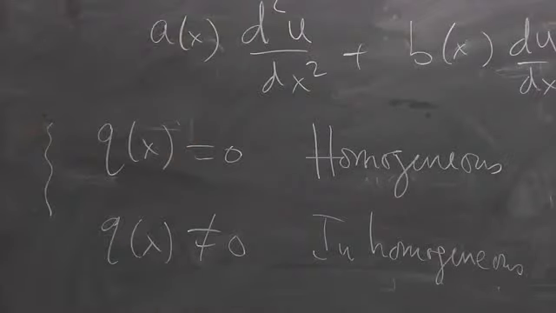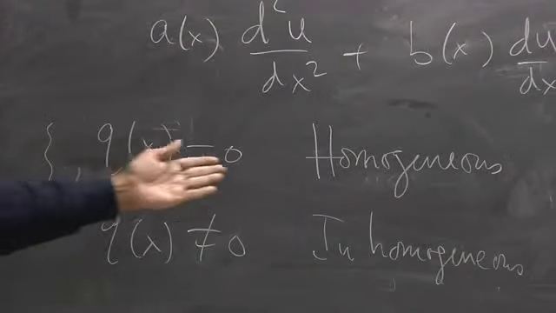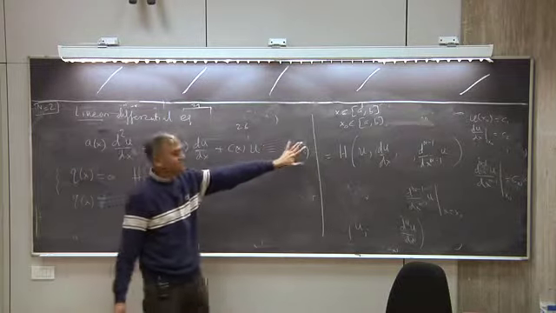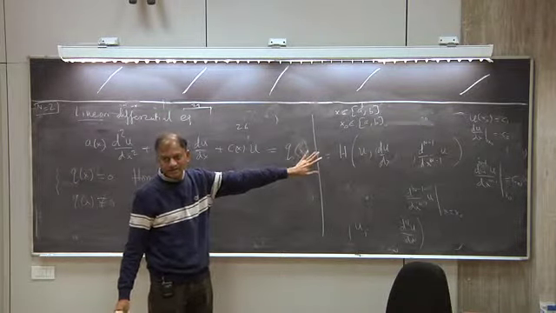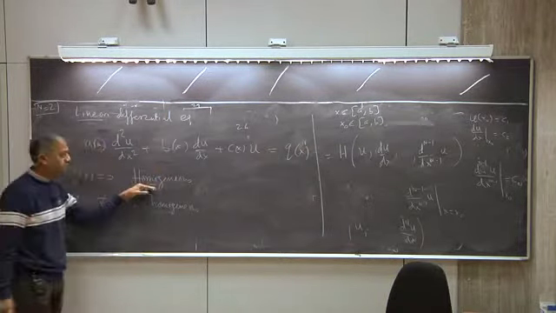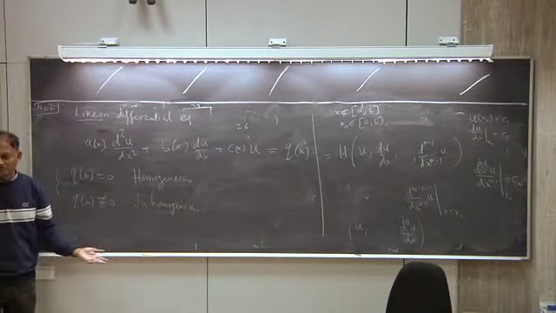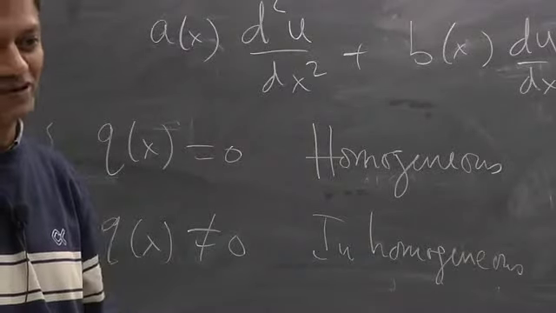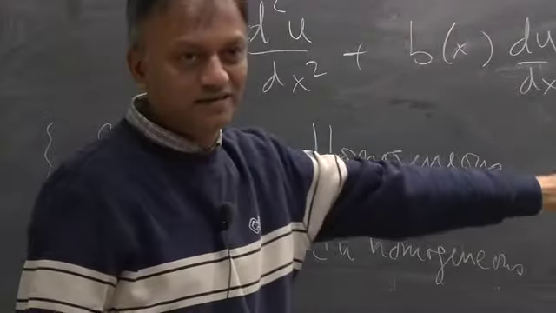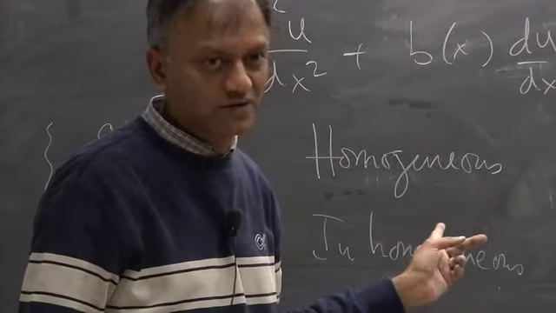Okay. That's just terminology. When somebody says a homogeneous differential equation, it means that q is 0, basically. Right? So a homogeneous differential equation has one property: a trivial solution always exists. u equal to 0 is always a solution of the homogeneous differential equation.